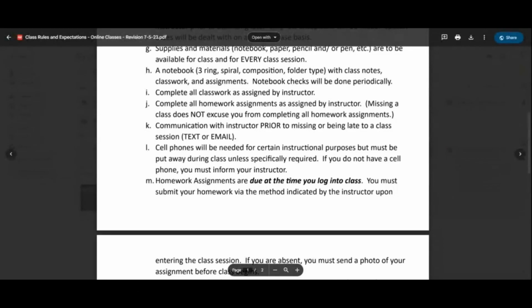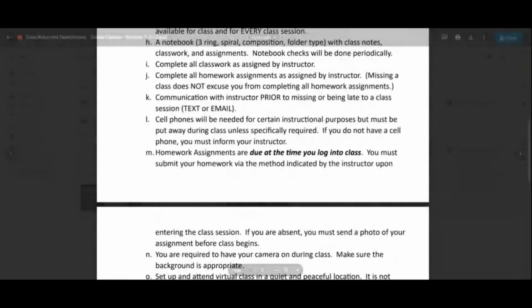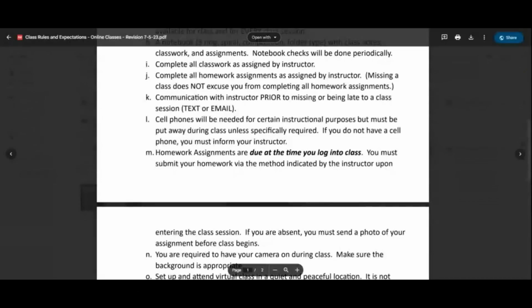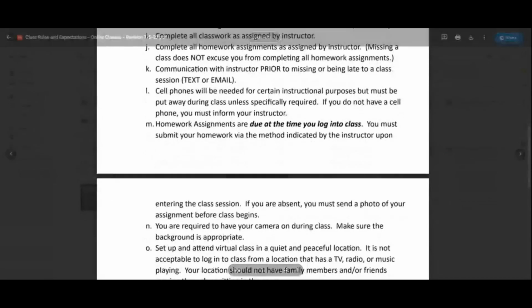You need to be communicating with me prior to missing a class or being late. I have some folks that miss 2 or 3 classes. I don't ever hear from them. I have no idea what's going on, what's happening, nothing. I'm going to end up dropping you because I haven't heard from you. I don't know what's going on. You haven't made up any of the time. I'm going to be dropping you from class. I've got to know what's going on. You've got to be in communication with me and let me know when you're going to be late or if you're going to miss class.